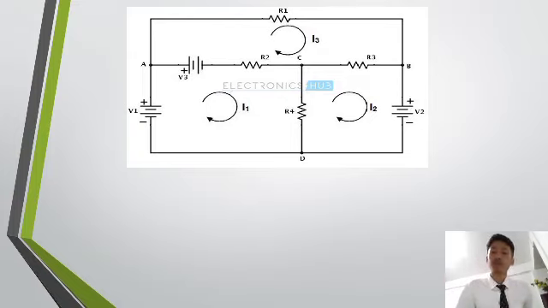Similarly, Kirchhoff's voltage law is based on mesh analysis. Mesh analysis deals with complex circuits. Here there are mesh currents like I1, I2, and I3. In this kind of circuit, we use KVL to solve the circuit and find the values of voltages and currents.